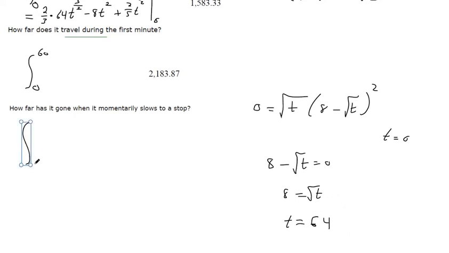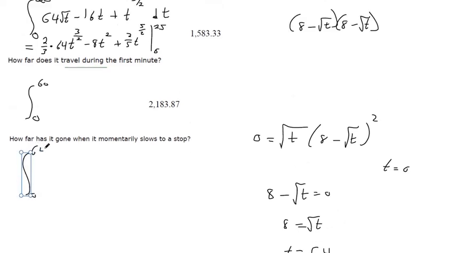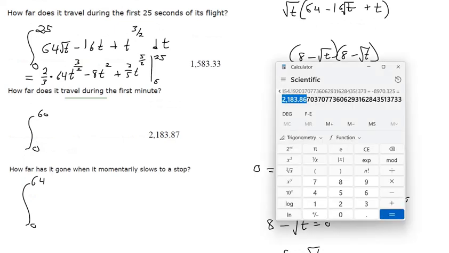So that last part, you just want to do the same integral, so it's going to have the same antiderivative, except you're plugging in 64 instead of 60. So same thing, plugged in 64 times 2 divided by 3. There's my first term. 32768. 64 to the 2.5 times 2 divided by 5. So I got 2,184.53.